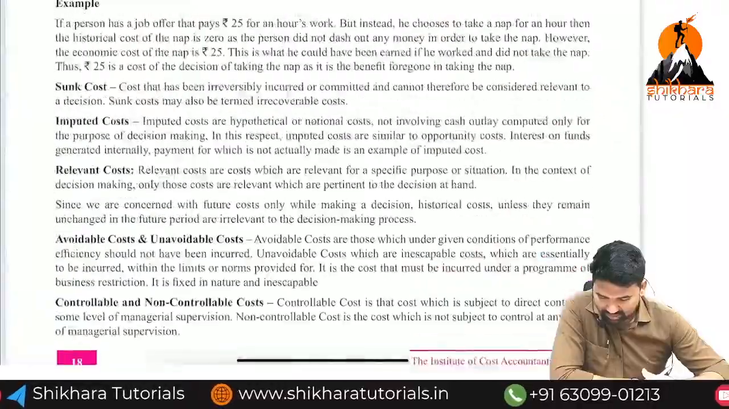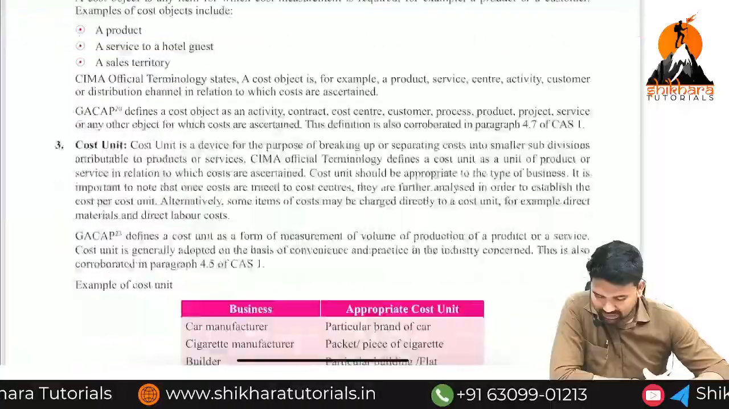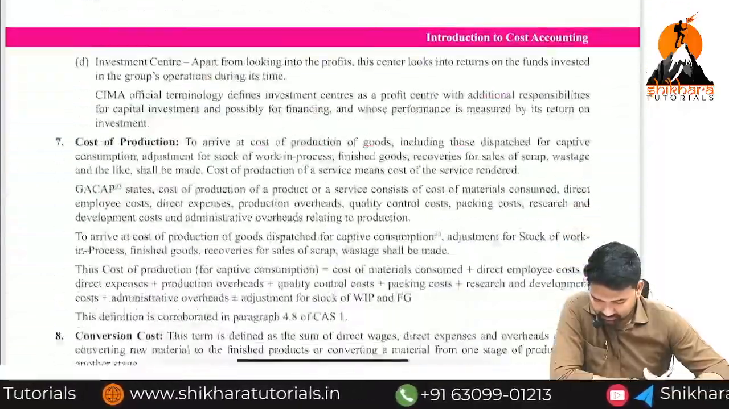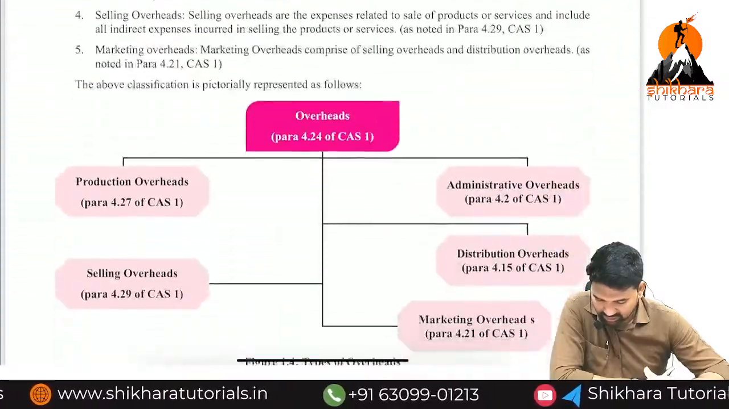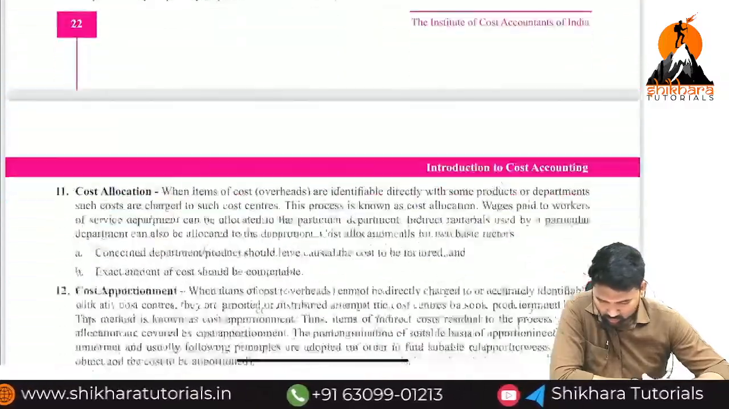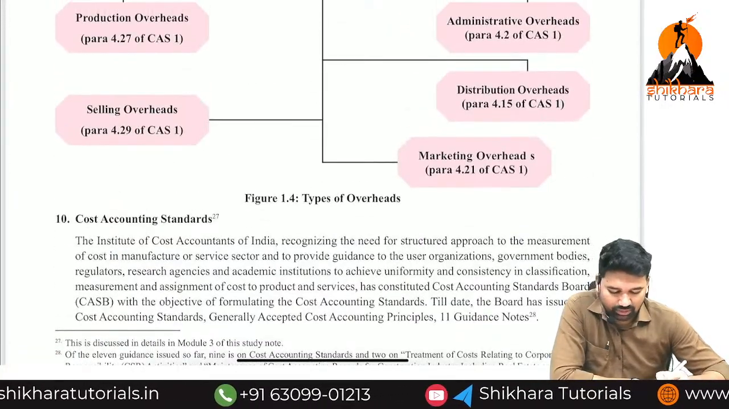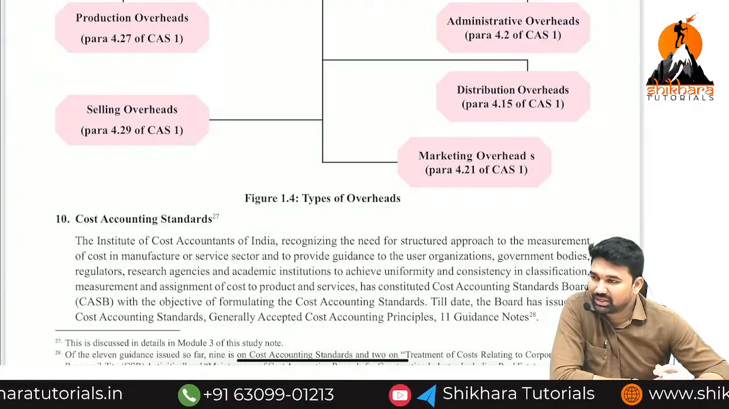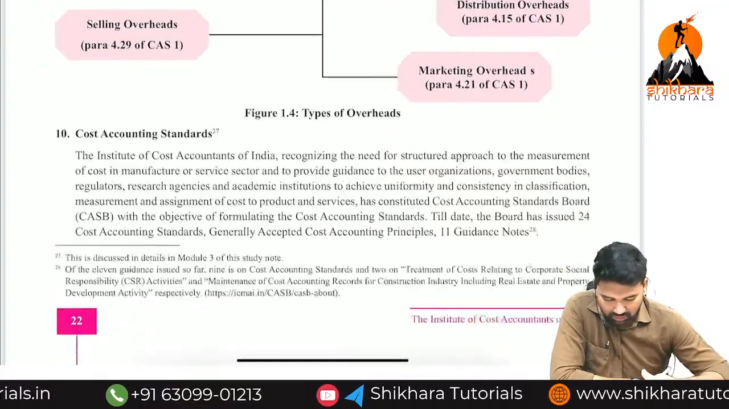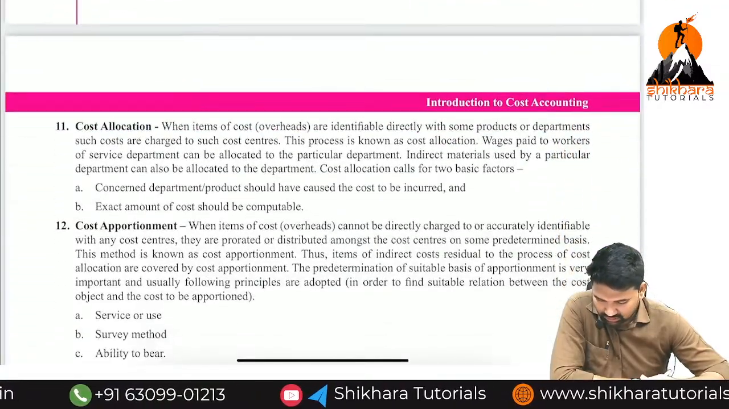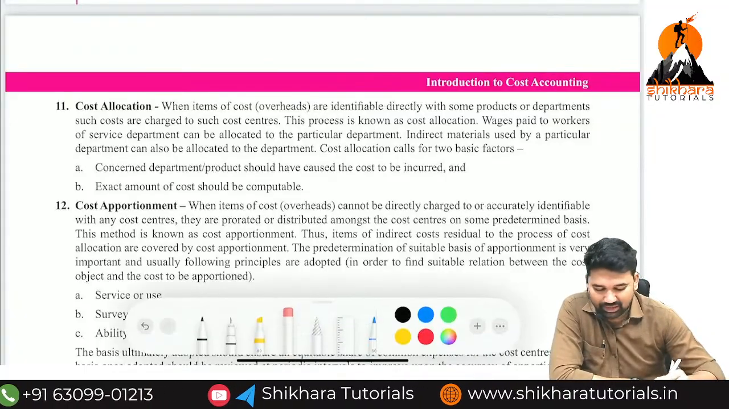Before we start with cost sheet, let's have a quick discussion with respect to some terminologies. What are those terminologies? Production overheads, selling overheads, administrative overheads, distribution, marketing. These things I am going to tell you in cost sheet. So these are the two points, 11 and 12.